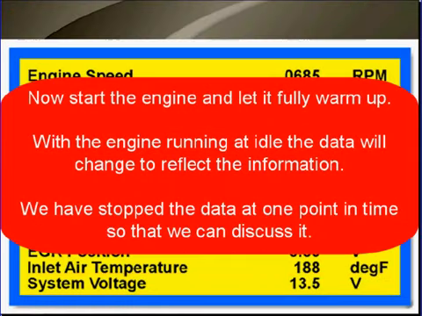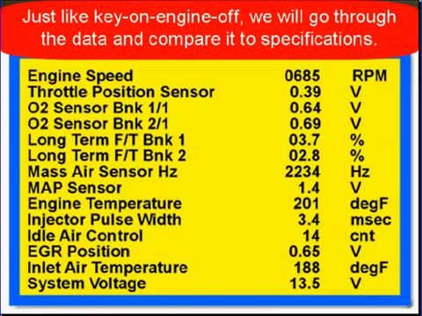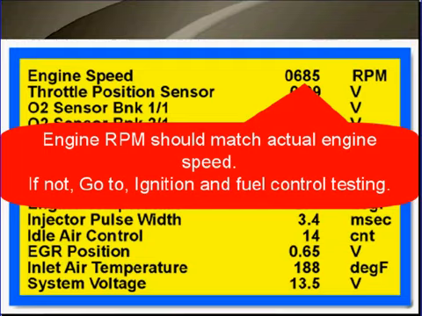Now start the engine and let it fully warm up. With the engine running at idle, the data will change to reflect the information. We have stopped the data at one point in time so that we can discuss it. Just like key on, engine off, we'll go through the data and compare it to specifications. Engine RPM should match actual engine speed. If not, go to Ignition and Fuel Control Testing.